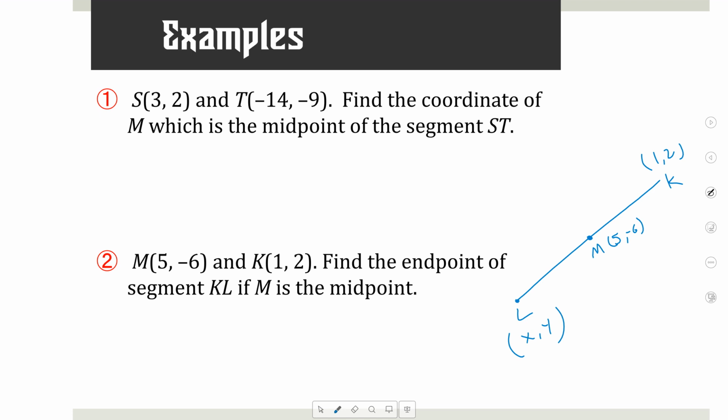We both got 2 negative 4. But that's the midpoint of KM. Yeah, I don't know how to get the. Any ideas?